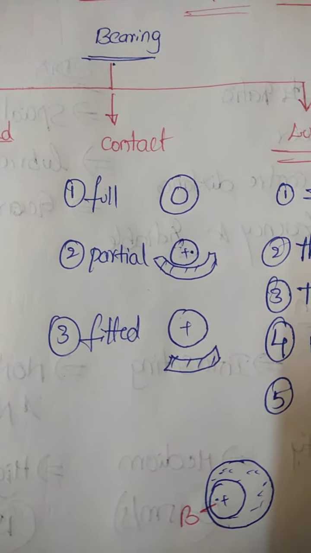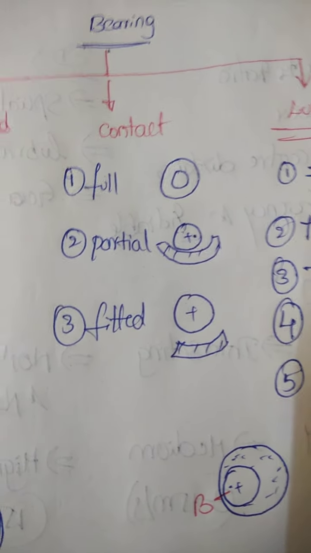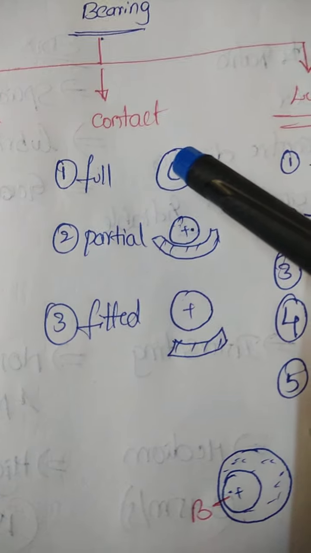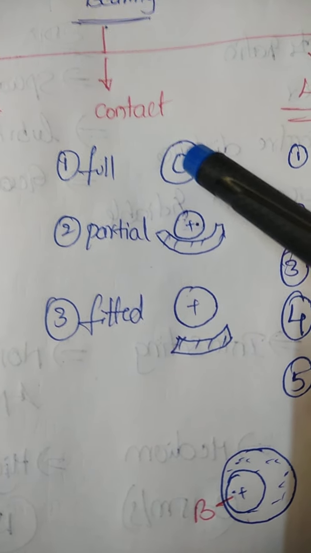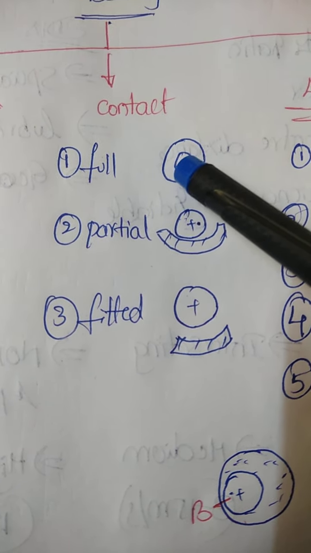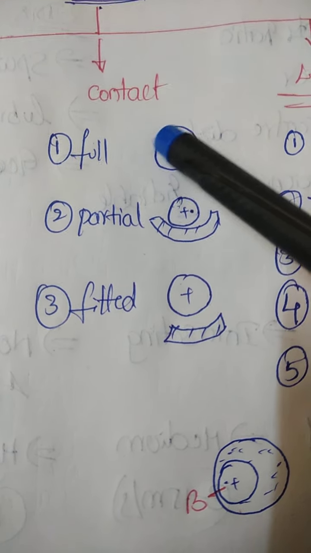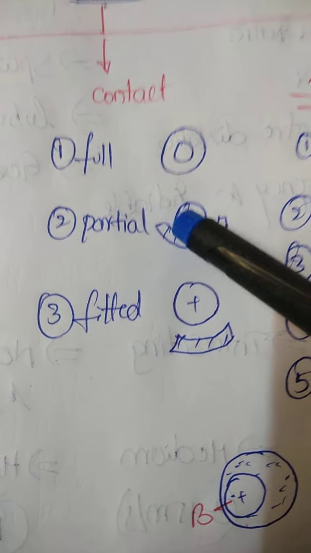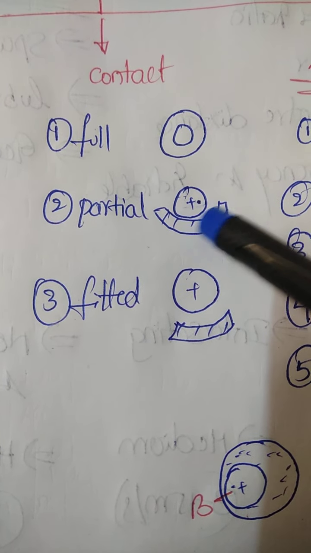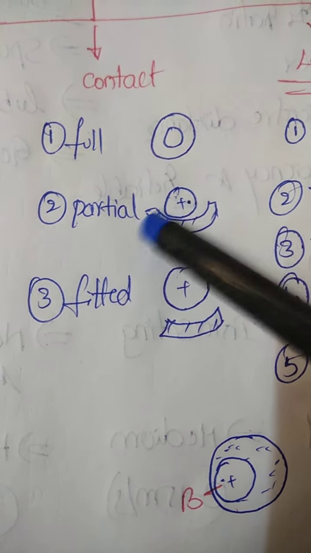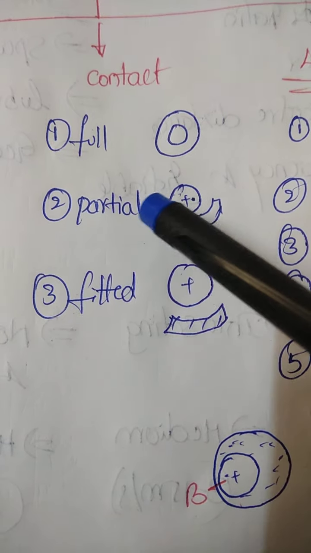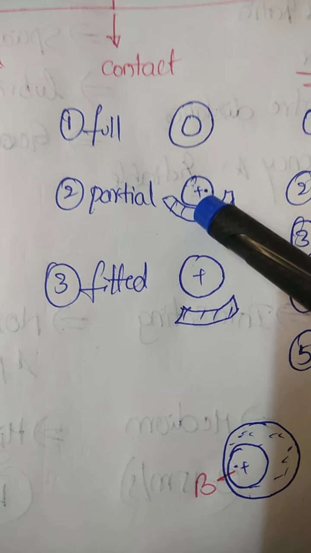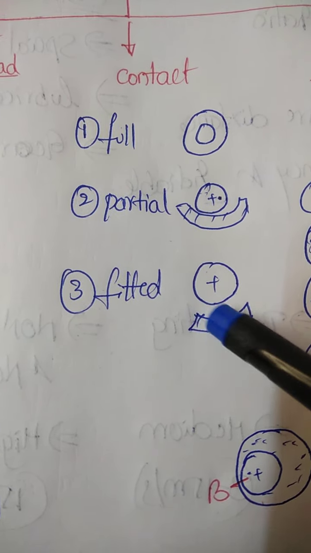And based on contact, there are full journal bearing, partial journal bearing, and fitted journal bearing. You can see the internal circle is the machine element, that is the shaft, which is called the journal. If the journal is fully covered by the bearing, then it is called a full journal bearing. If the journal is partially covered by the bearing, as shown here where the angle is 120 degrees, that is called a partial journal bearing. Clear to all? Here it is called a fitted journal bearing.